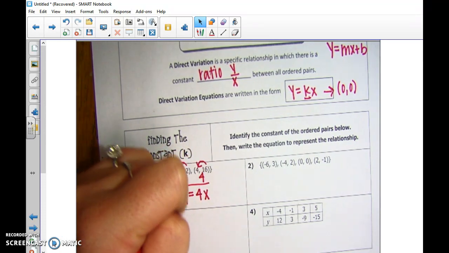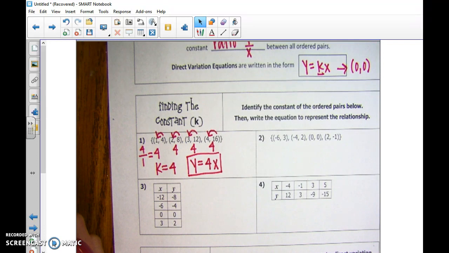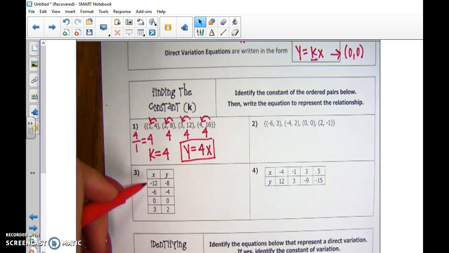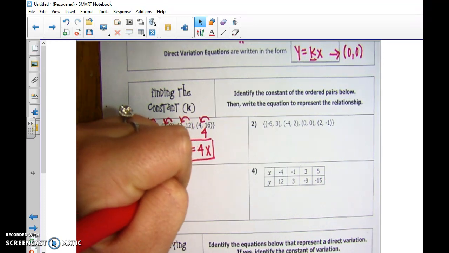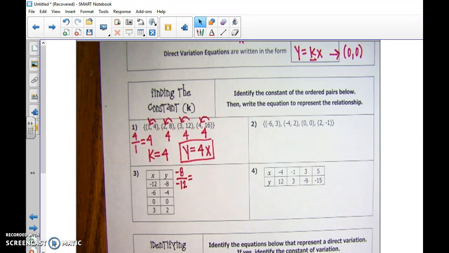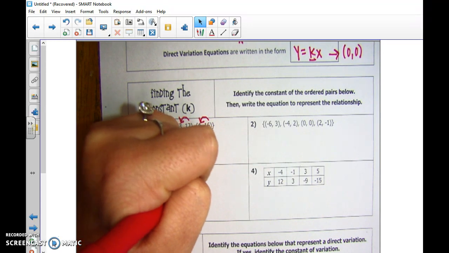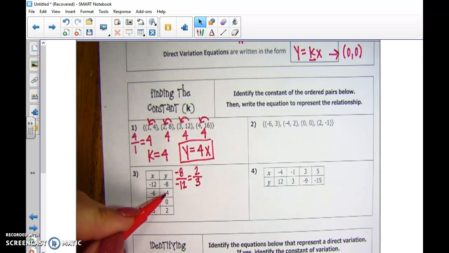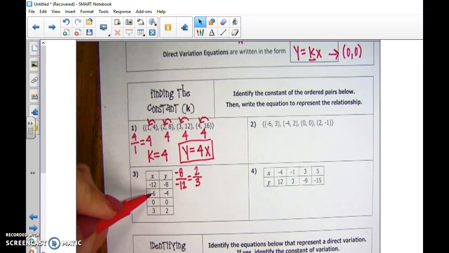If we were given our ordered pairs in a table, like say number 3, we can do the exact same thing. I will let you guys do number 2. On number 3 we have a table. Same thing: we have negative 8 divided by negative 12, and that simplifies, if we divide both of them by 4, to 2 over 3. Now you want to check your other points to see if those will also simplify to 2 over 3. We have negative 4 over negative 6, which will simplify to 2/3.